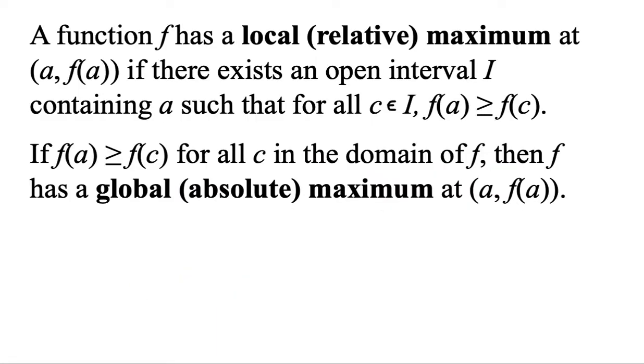Now let's talk about extrema. A function f has a local or relative maximum at the point a comma f of a if there exists an open interval I containing that a value such that for all values c in the interval, f of a is greater than or equal to f of c. If f of a is greater than f of c for all values of c in the domain of the function f, then the function f has a global or absolute maximum at a comma f of a.